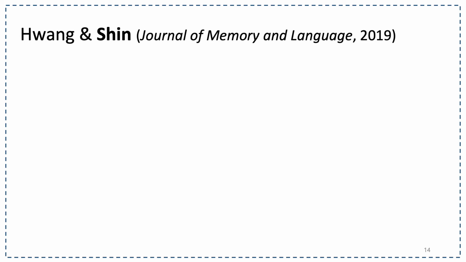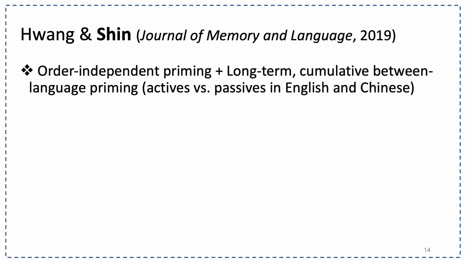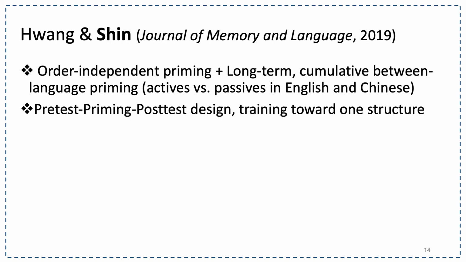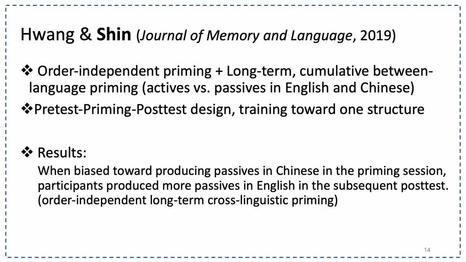One more extension of order-independent priming was published in 2019. This study examined the long-term cumulative between-language priming with actives and passives in English and Chinese. We used a pre-test, priming, post-test design, training toward one structure. In the priming session, the result shows that when biased toward producing passives in Chinese, participants produced more passives in English in the subsequent post-test.